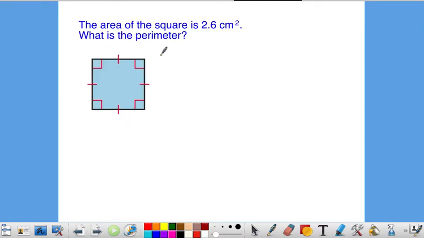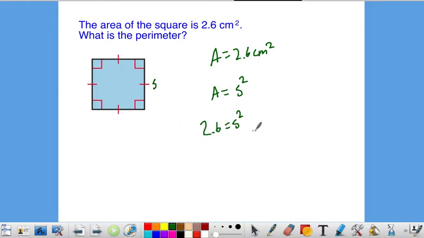For a square, you're told the area of the square is 2.6 centimeters squared. What is the perimeter? Now, this is kind of a classic question that looks easy, but unless you know how to do it, it's kind of tricky. So the area is 2.6 centimeters squared. And we know area is equal to one side times itself. So 2.6 is equal to one side squared.